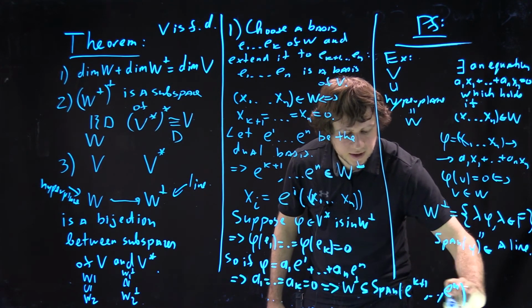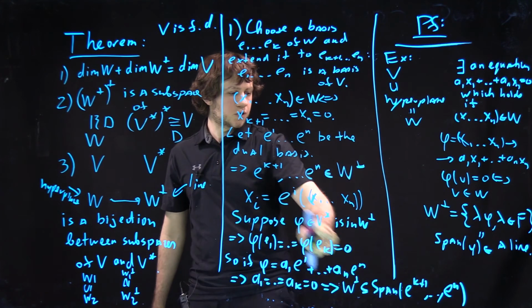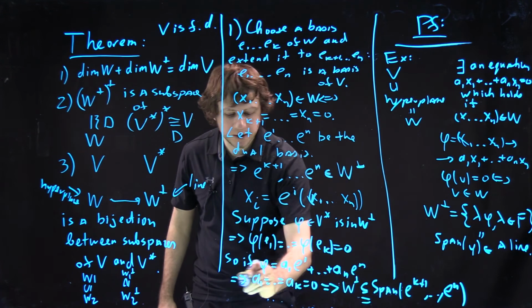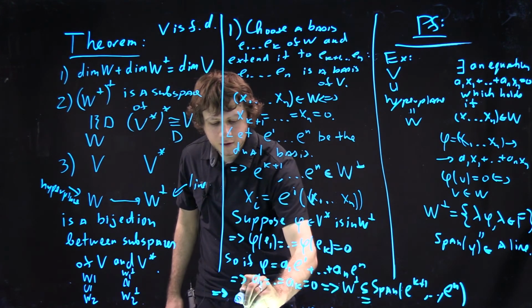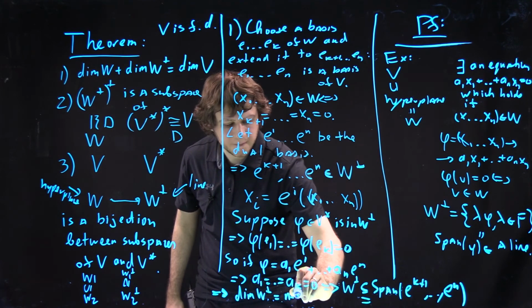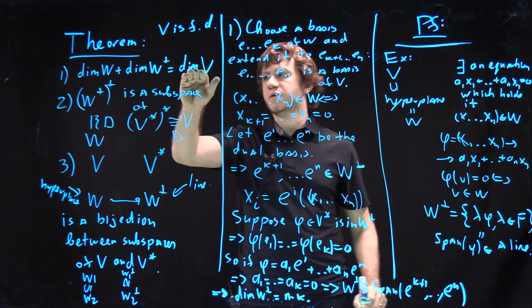And so what it means is actually this is an equality, because we just proved that all these vectors are there and it is inside the span, so this is an equality. And so the dimension of W_perp equals N minus K. And that's the proof of the first part.